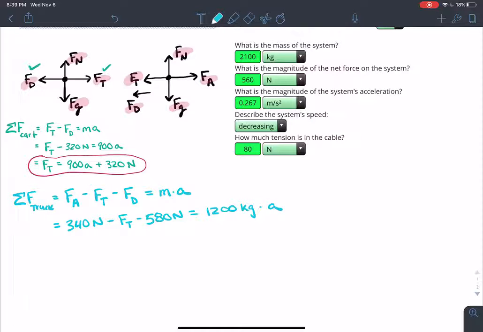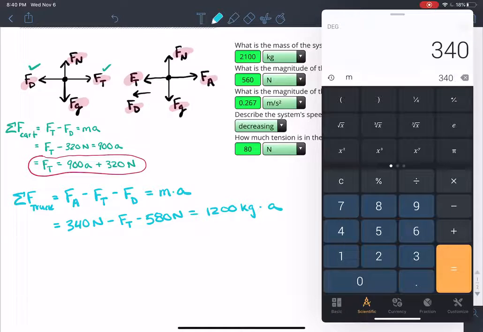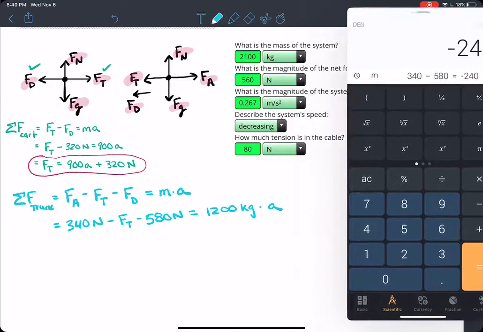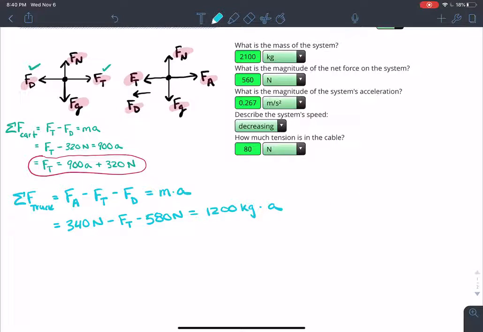Kind of running up on a curve here, so I'm going to try and readjust myself. Okay, I think right now what I'd like to do is simplify like terms. 340 minus 580, I get a negative 240 newtons. So I'm just going to write that in there. So the equation is negative 240 newtons minus Ft equals 1,200 times A. So right now we have two unknowns. We can't solve this equation with two unknowns.